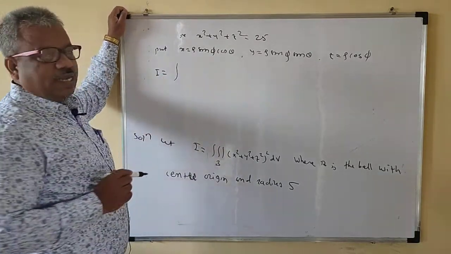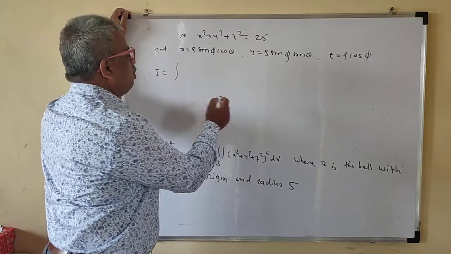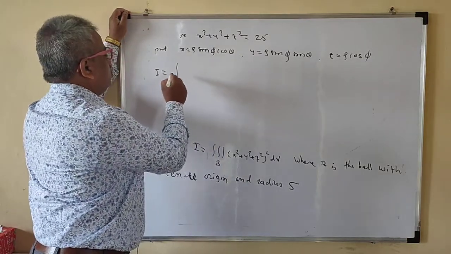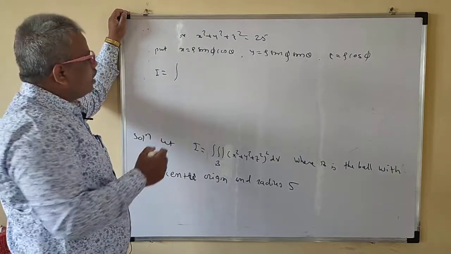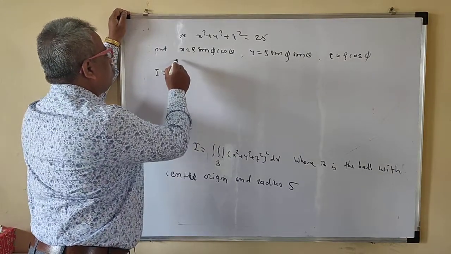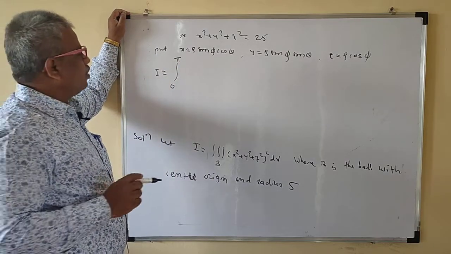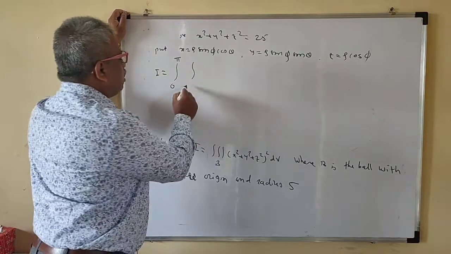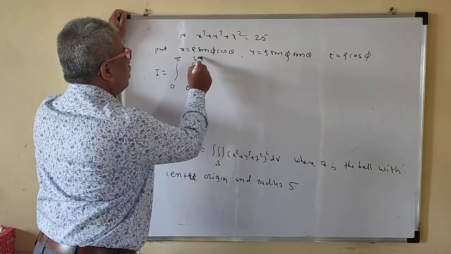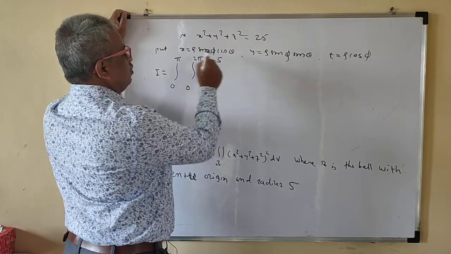Okay. So we integrate this. See, these are the limits of phi. You have the full sphere. That means the limit of phi is what? 0 to pi. So phi is always between 0 and pi. Okay. Then theta, you have considered the full sphere. So your theta is what? 0 to 2 pi. And your rho is what? 0 to 5. Radius is 5.